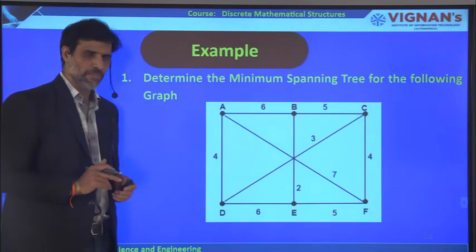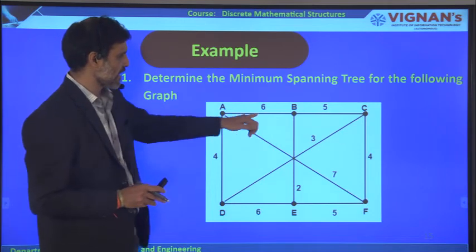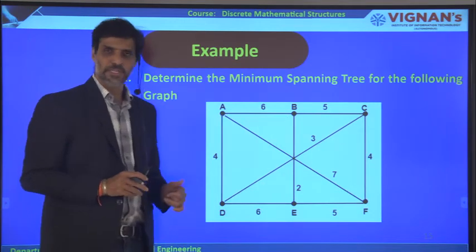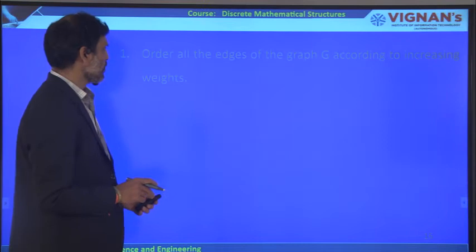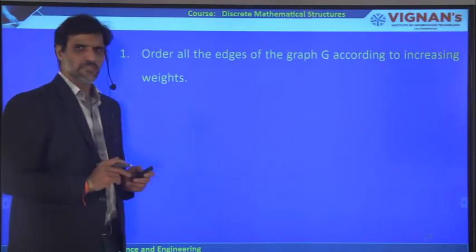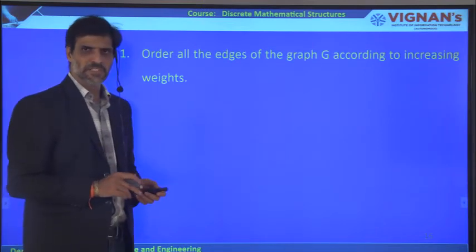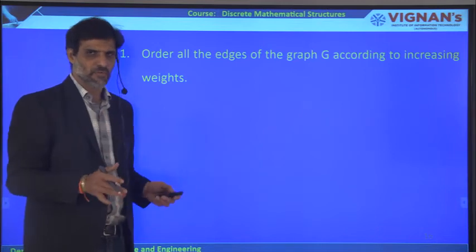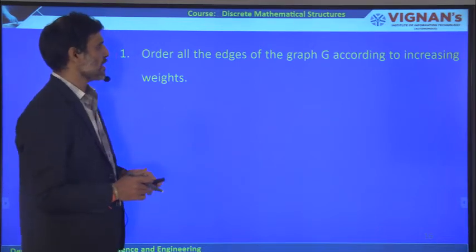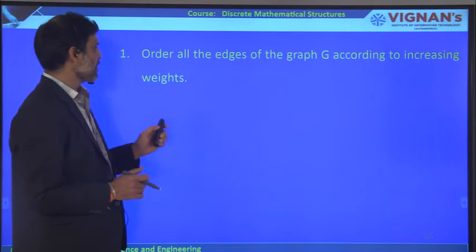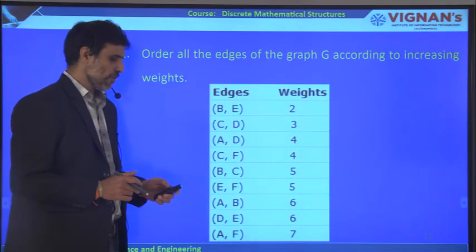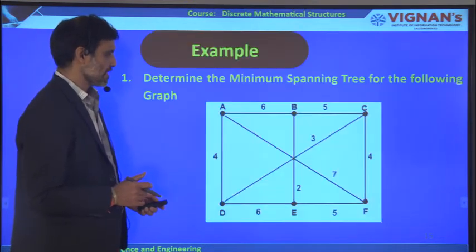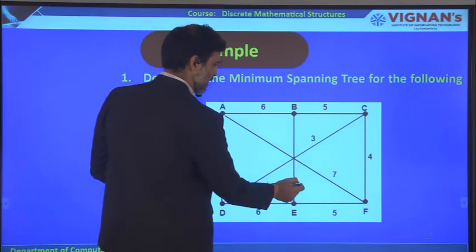Here, determine the minimum spanning tree for the following graph. This is the given graph. If you observe, each edge contains a particular value, therefore it is called a weighted graph. Now how do we get it? Order all the edges. This is the first step. The graph is given, and we order all the edges of the graph according to increasing weights. If you go through this particular graph, what is the minimum weight here? The minimum weight here is 2.